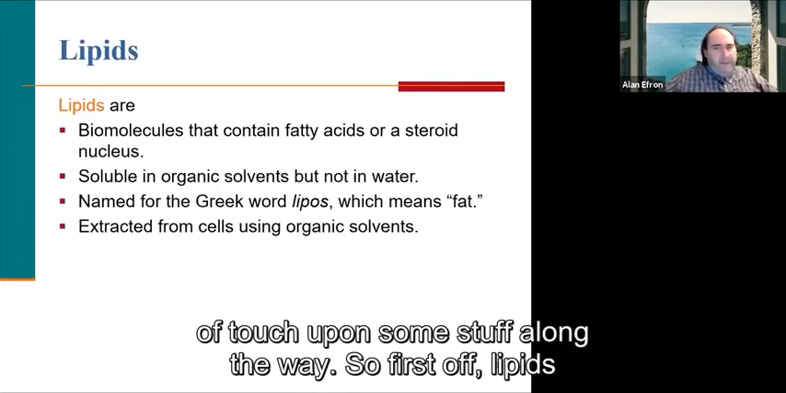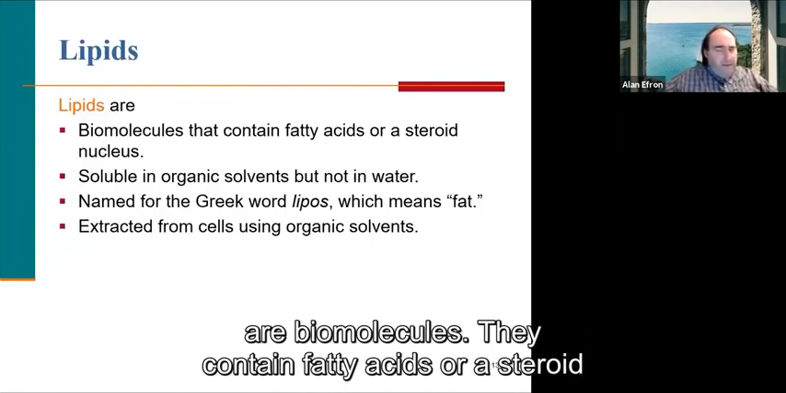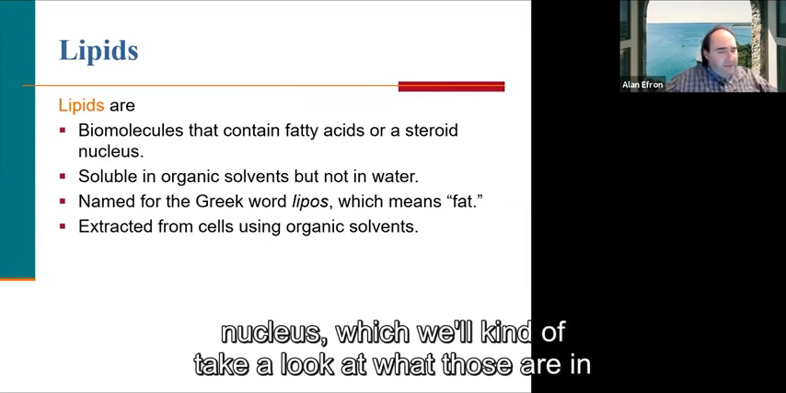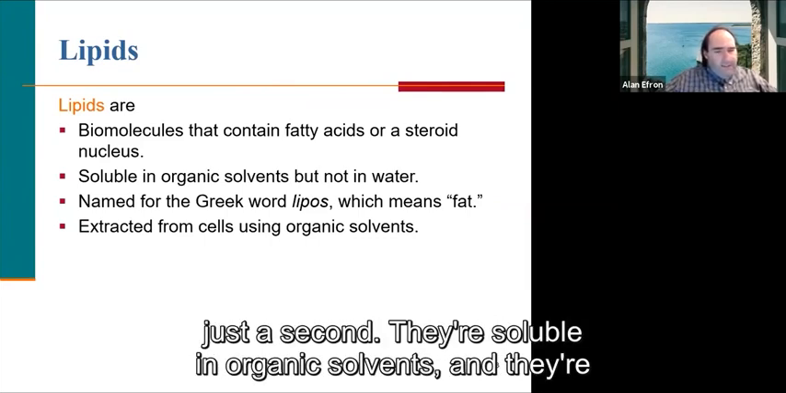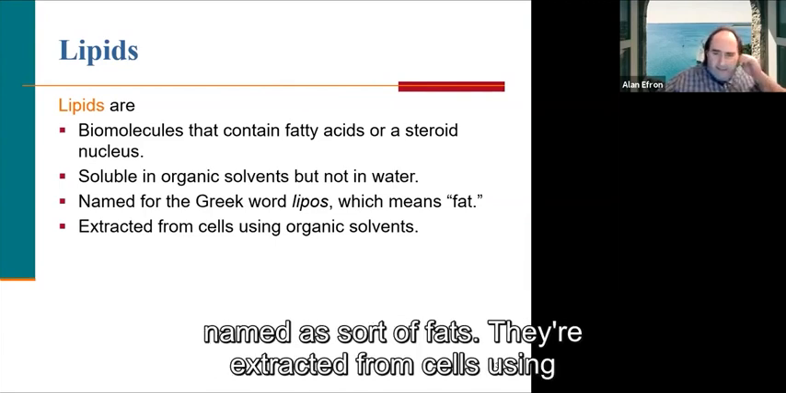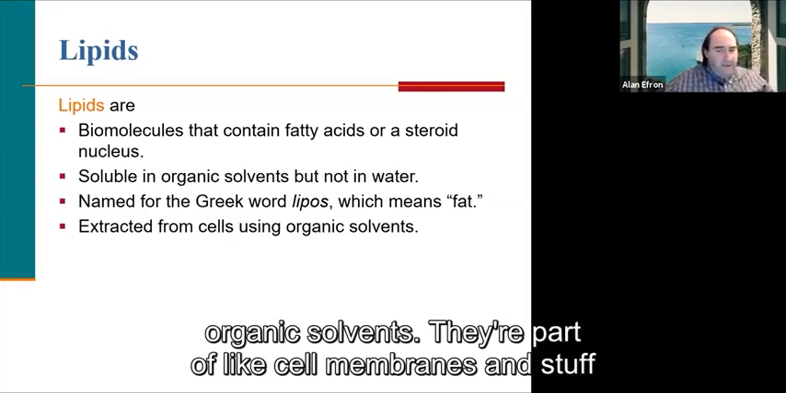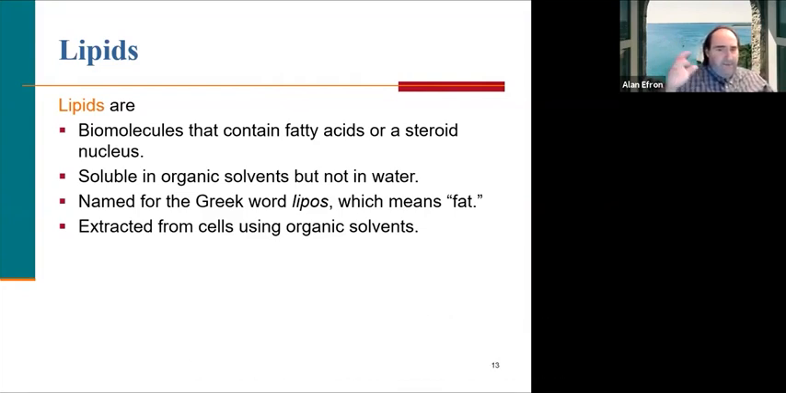So first off, lipids are biomolecules. They contain fatty acids or a steroid nucleus, which we'll take a look at in just a second. They're soluble in organic solvents, and they're named as sort of fats. They're extracted from cells using organic solvents. They're part of cell membranes and stuff of that nature.